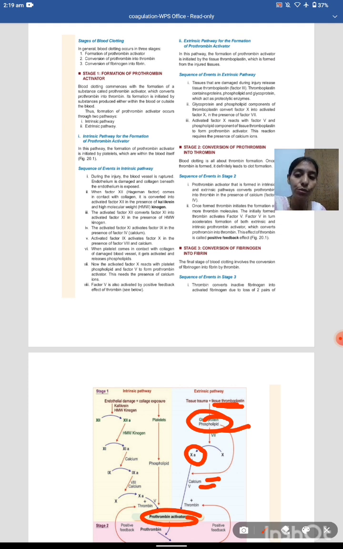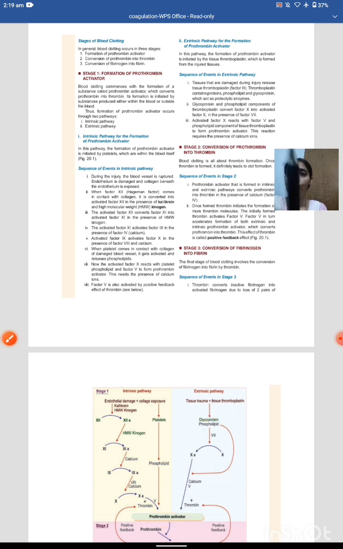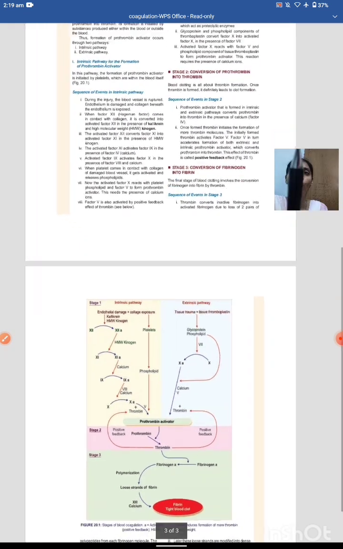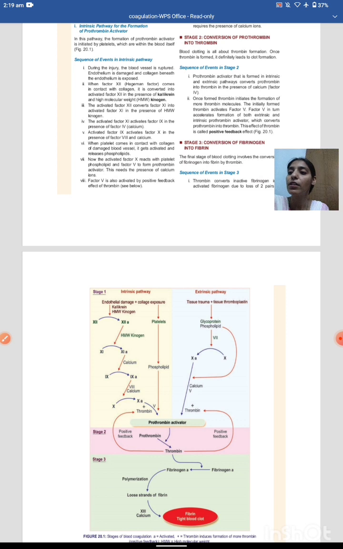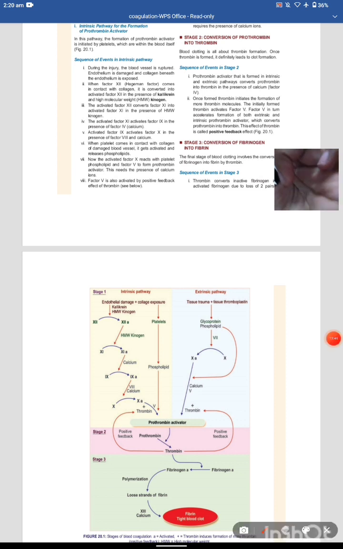At the end of both these pathways, factor number 10 is activated, which results in the formation, or you can say activation, of prothrombin activator. After that, we move to stage number 2, which is the conversion of prothrombin into thrombin with the help of prothrombin activator, which is formed in stage 1, right? So let's move to stage 2, which is the conversion of prothrombin into thrombin.